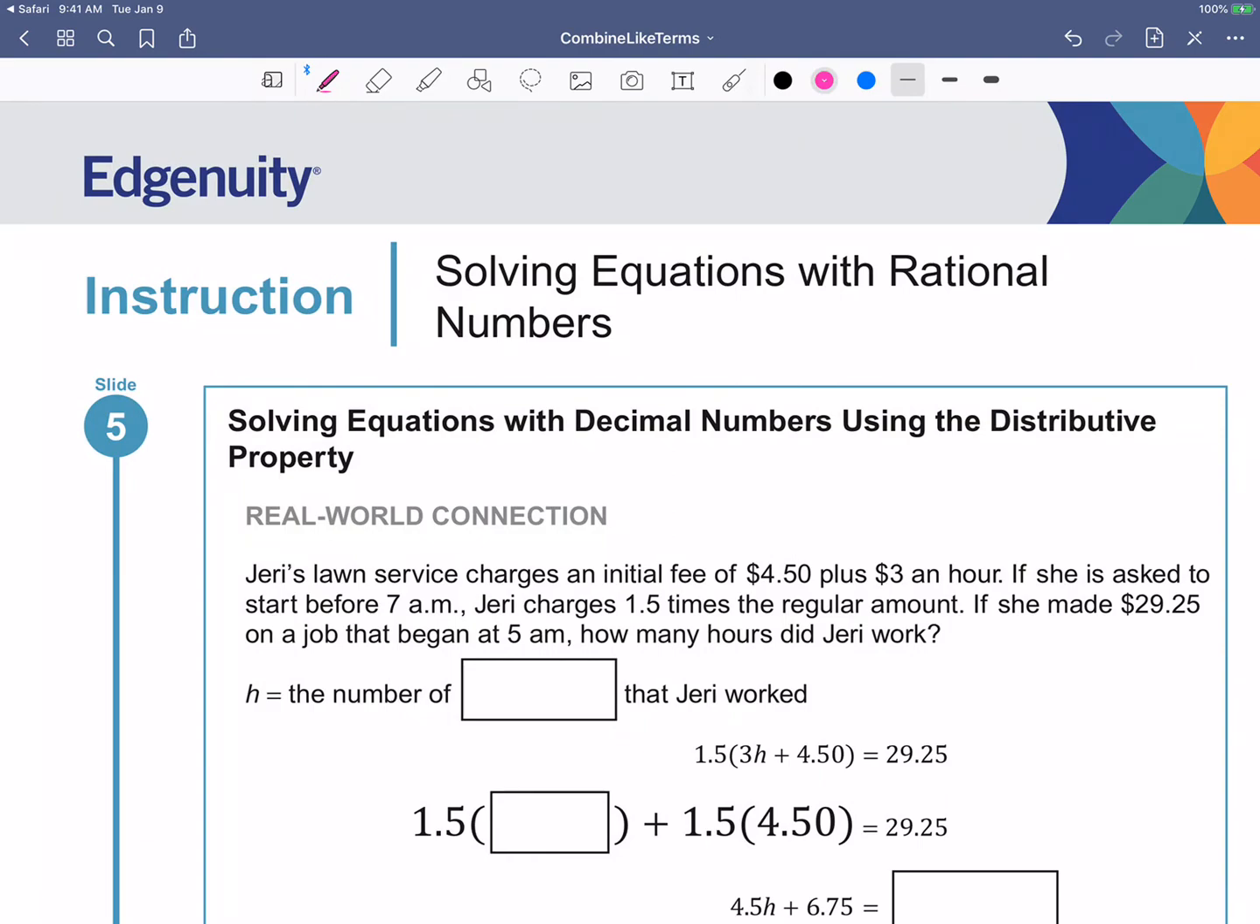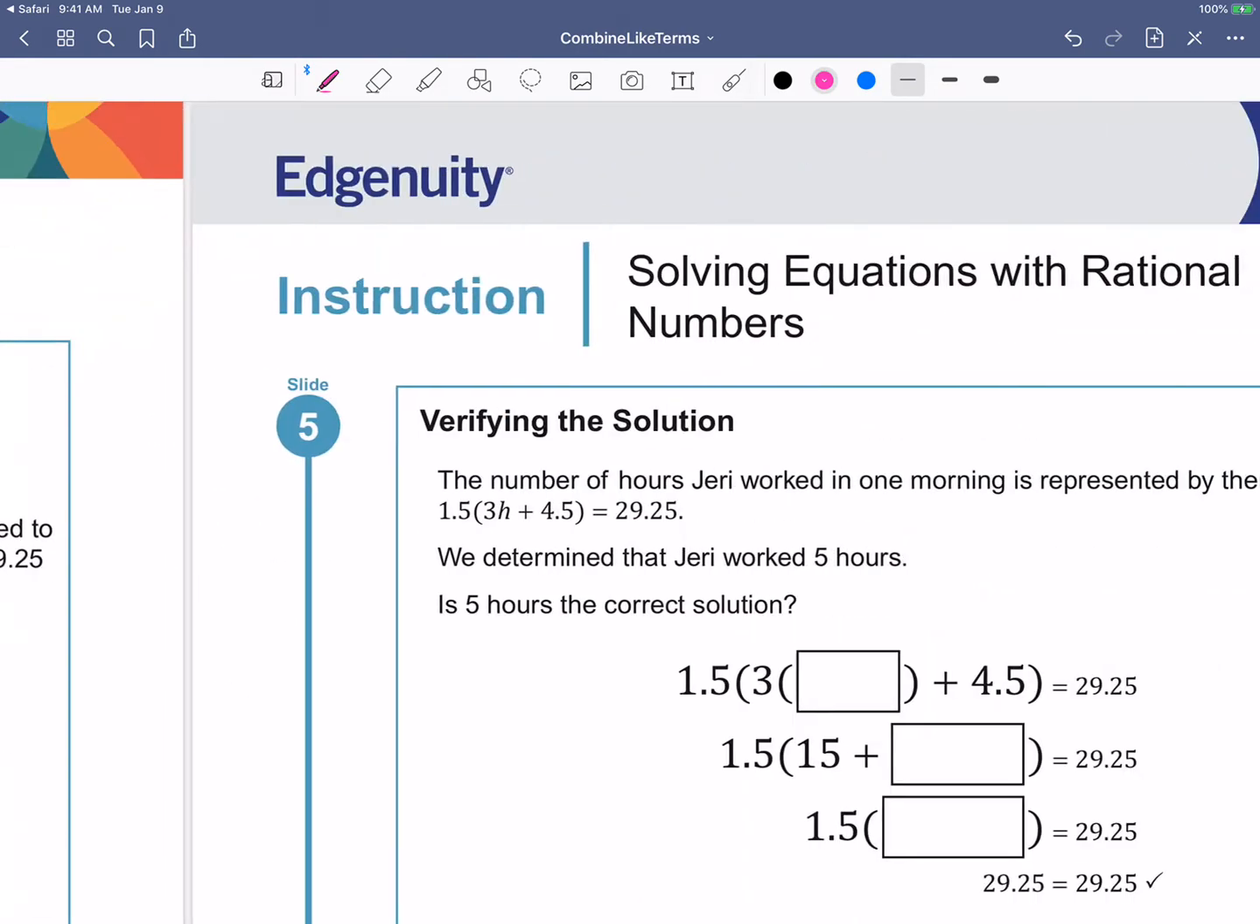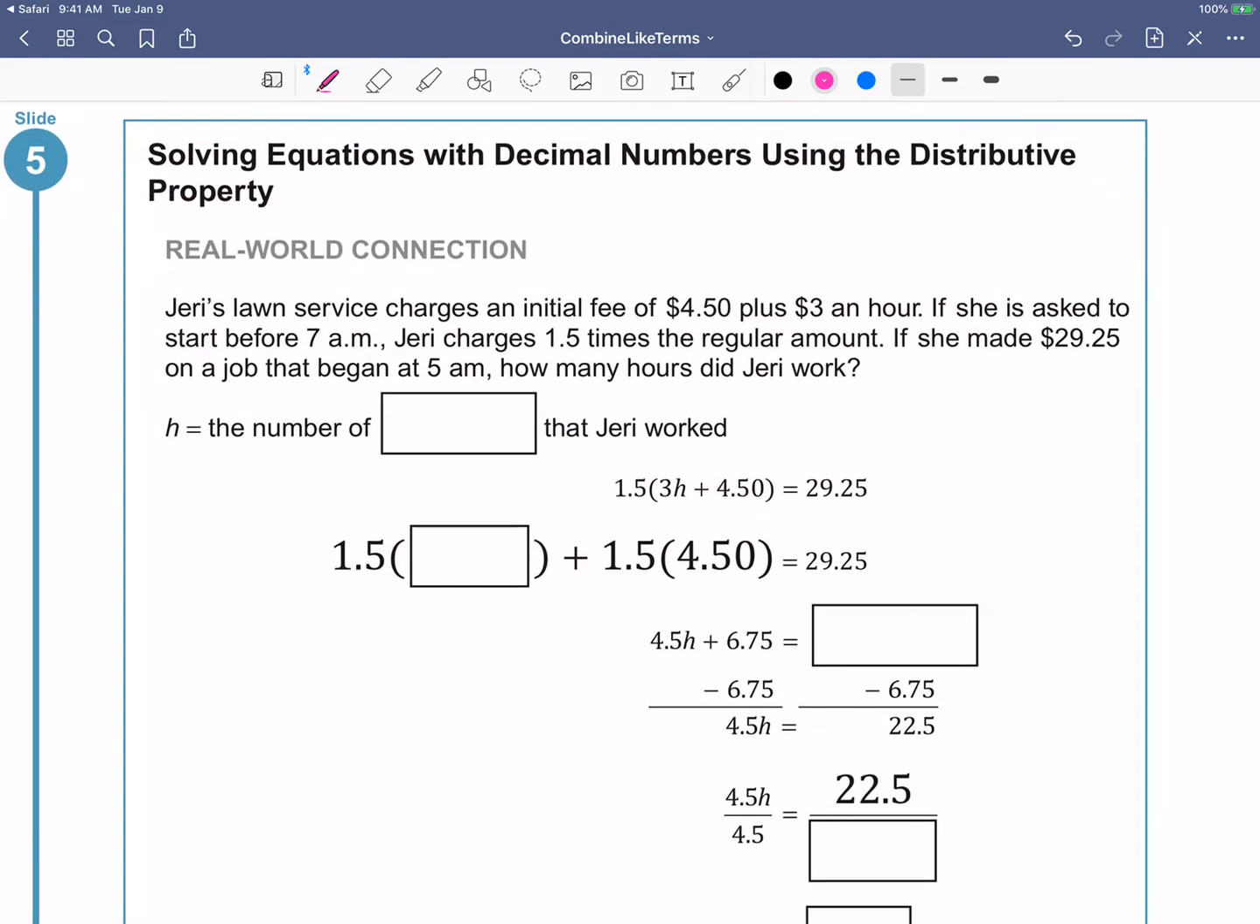The next one is solving equations with decimals using the distributive property. So we kind of already went over that. The best example is using money though, which we can see here. Jerry's lawn service charges an initial fee of $4.50 plus $3 an hour. If she is asked to start before 7 a.m., Jerry charges 1.5 times the regular amount. If she made $29.25 on a job that began at 5 a.m., how many hours did Jerry work? So the number of hours that Jerry worked is going to be shown with the H.